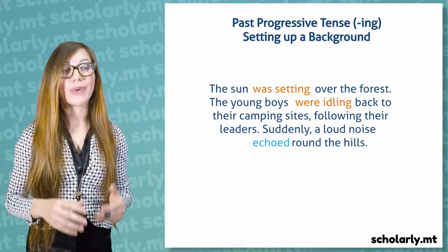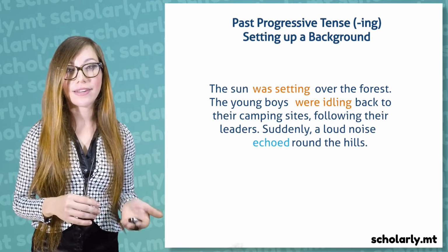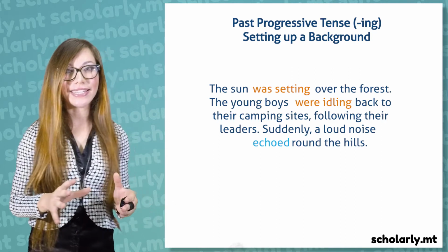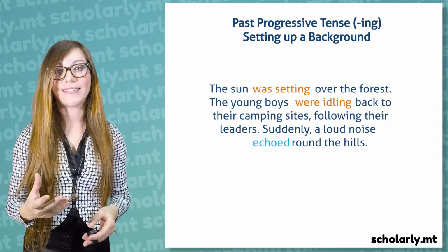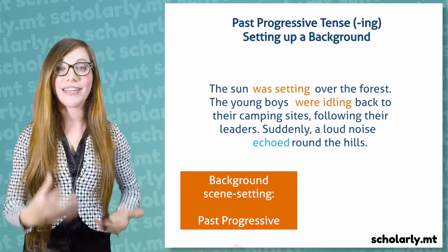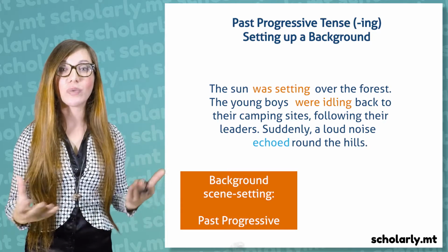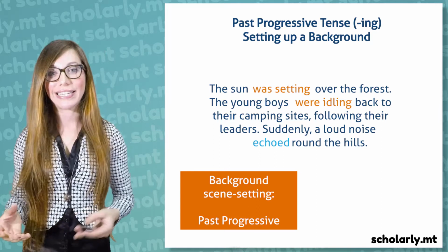The young boys were idling back to their camping sites, following their leaders. Suddenly, a loud noise echoed round the hills. So we use the past progressive when we are setting the scene of the story. It's the background scene setting. The sun was setting, the young boys were idling.